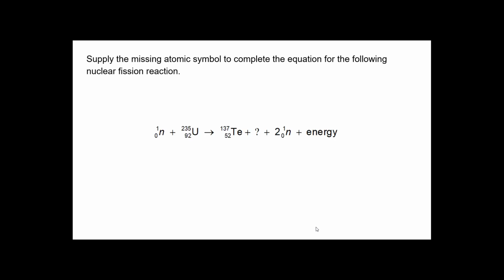Okay, so we have one equation to do in this chapter. This is: supply the missing atomic symbol to complete the equation for the following nuclear fission reaction. Now, I haven't given any examples because we're going to handle this exactly the way that we've been handling the others. It has to match on both sides. The masses have to match, and the atomic number, the protons, has to match. So we handle it the exact same way.